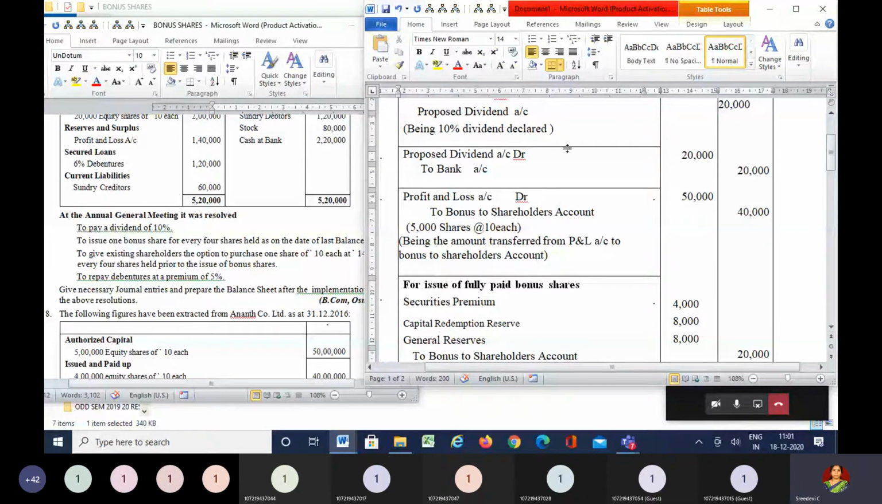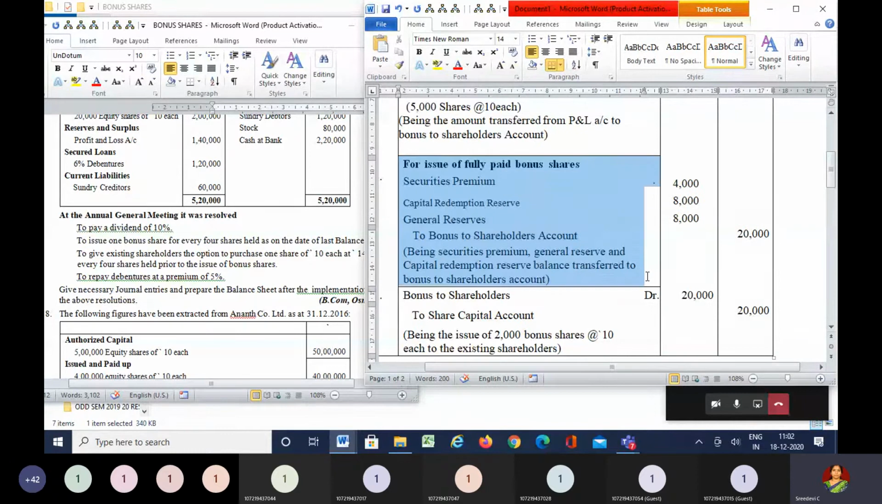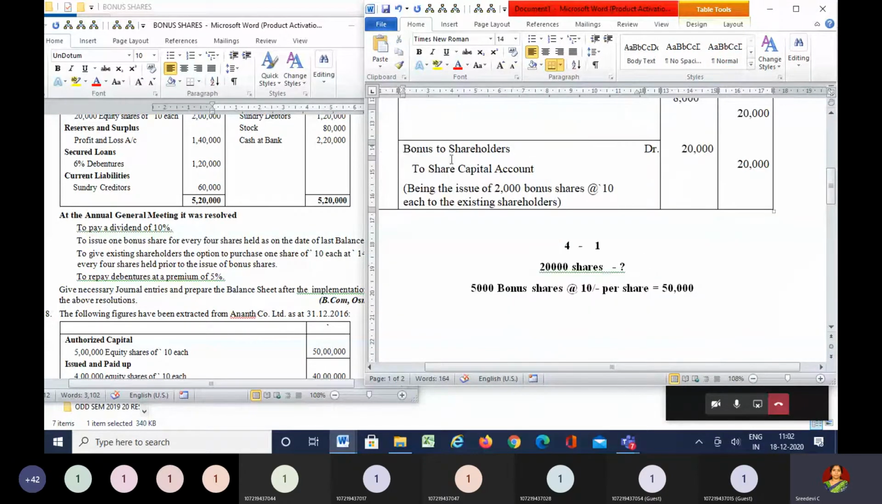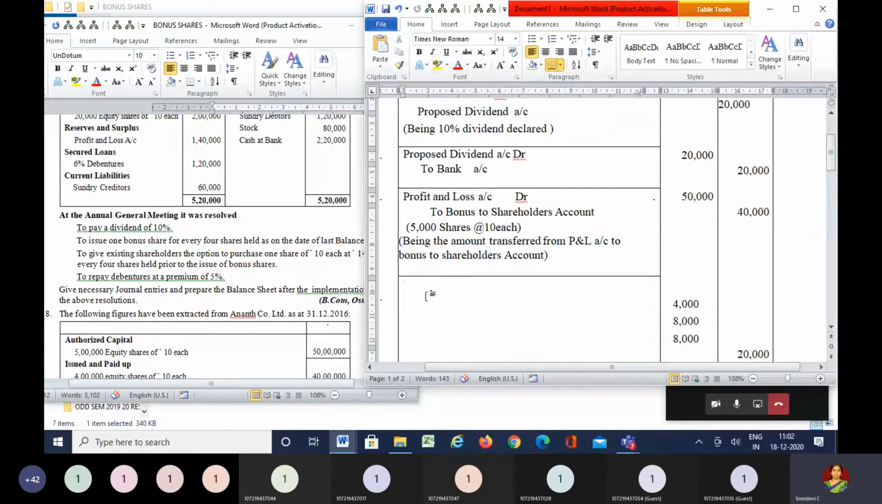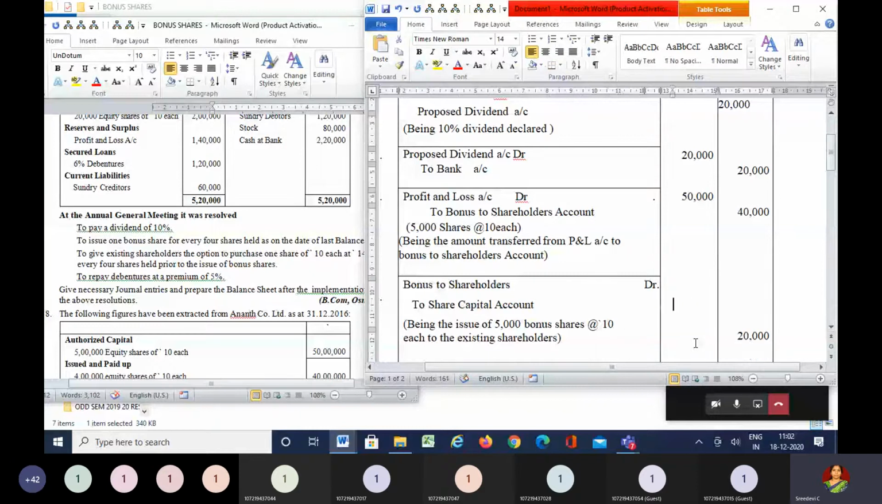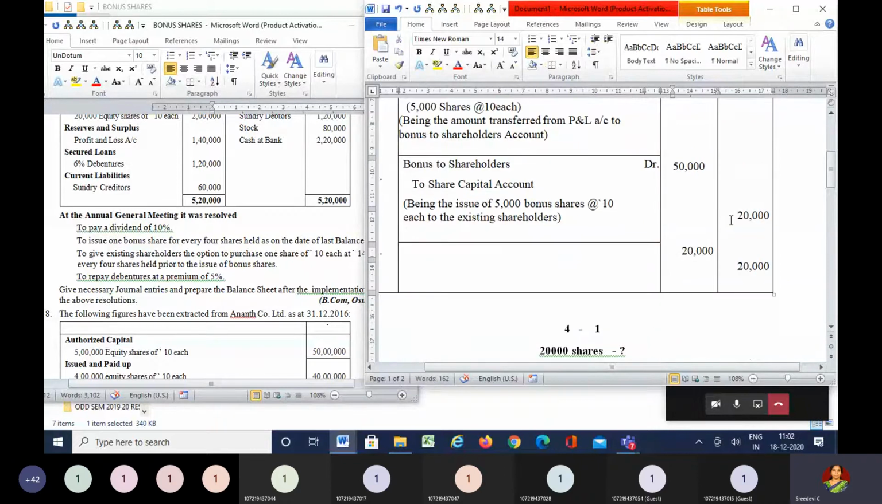And here, while transferring the same to the capital account, the entry here is going to be bonus to the shareholders account debit, to share capital, and here 5,000 shares at the rate of 10, instead of 2,000 shares. To the existing shareholders. So we have also completed the second resolution.